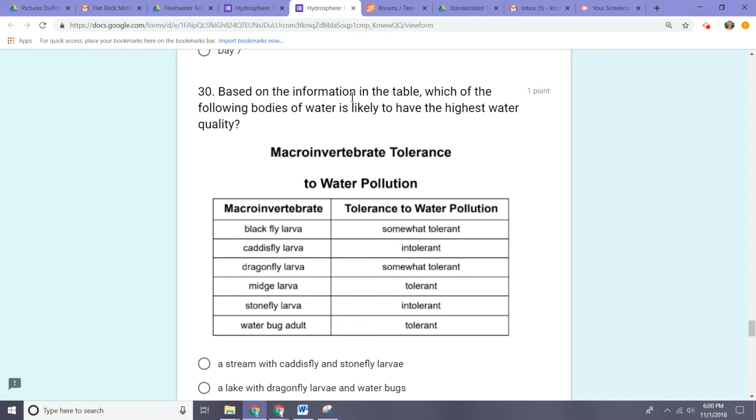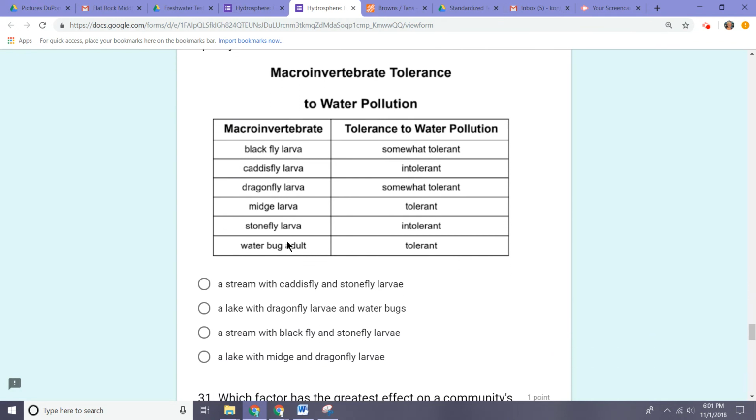Question 30. Based on the information in the table, which of the following bodies of water is likely to have the highest water quality? Macroinvertebrate tolerance to water pollution. Blackfly larva, somewhat tolerant. Caddisfly larva, intolerant. Dragonfly larva, somewhat tolerant. Midge larva, tolerant. Stonefly larva, intolerant. Water bug adult, tolerant.